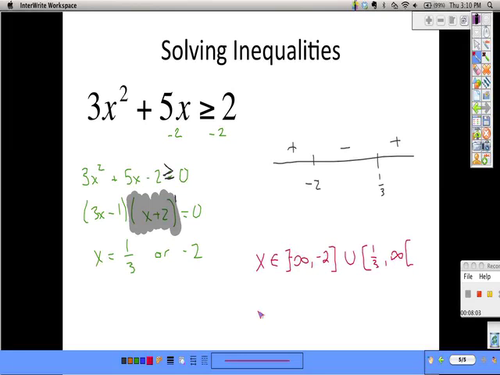Or in set builder notation, the set of x's where x is less than or equal to -2, or x is greater than or equal to 1/3. Either notation is just fine to use.